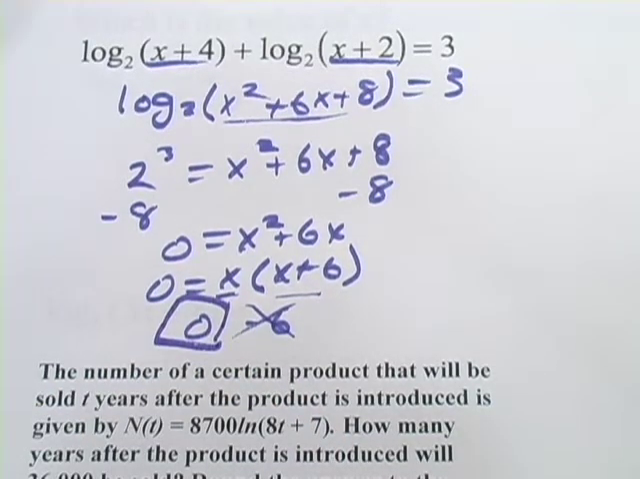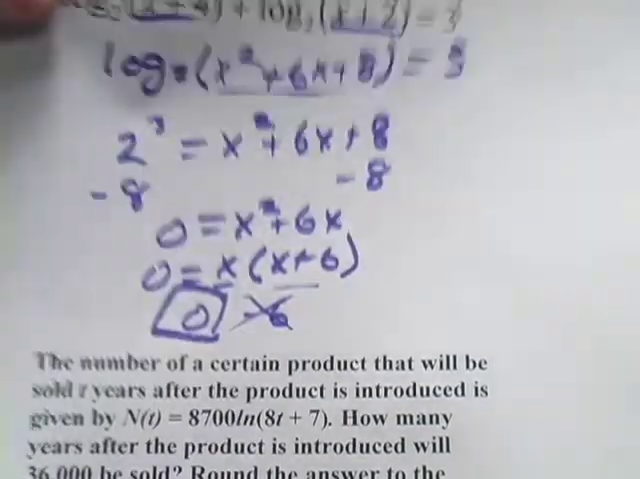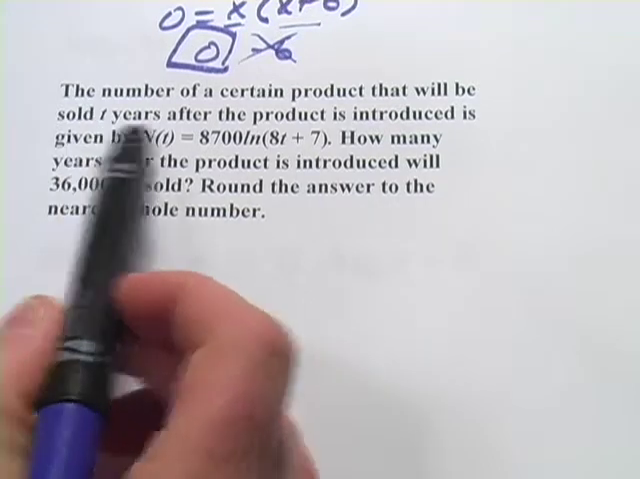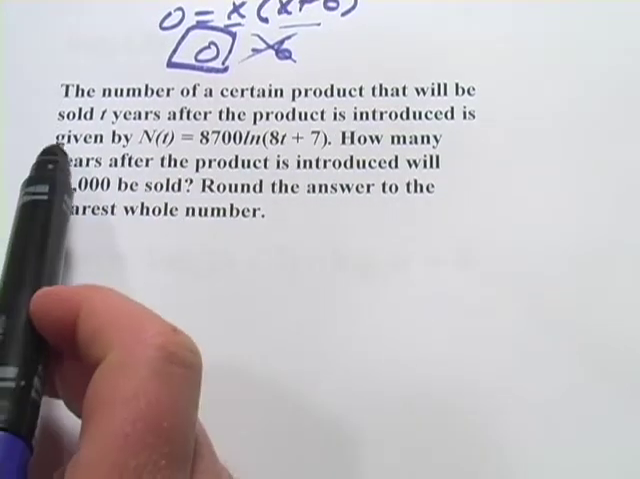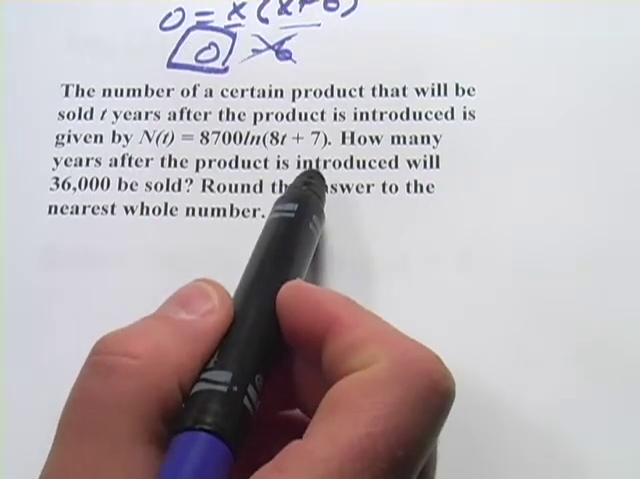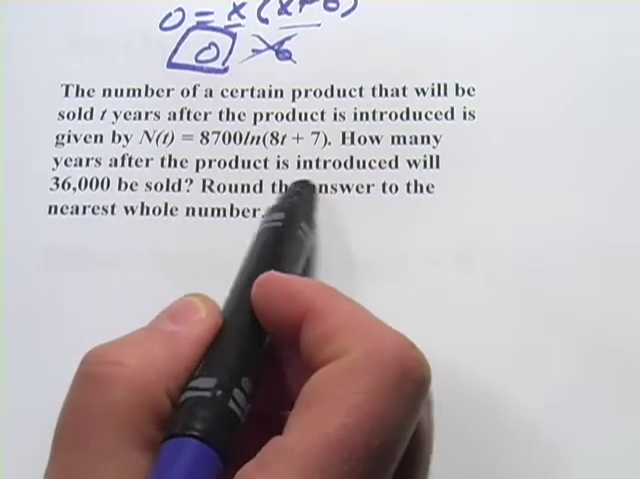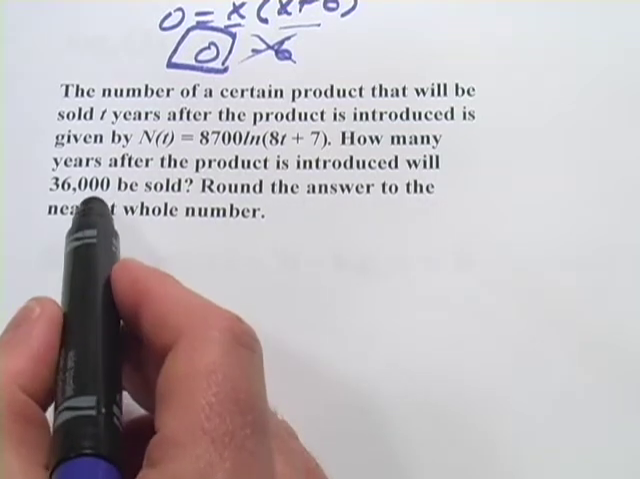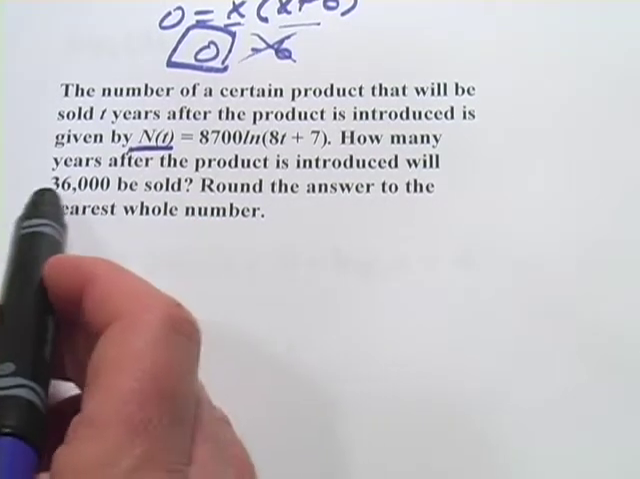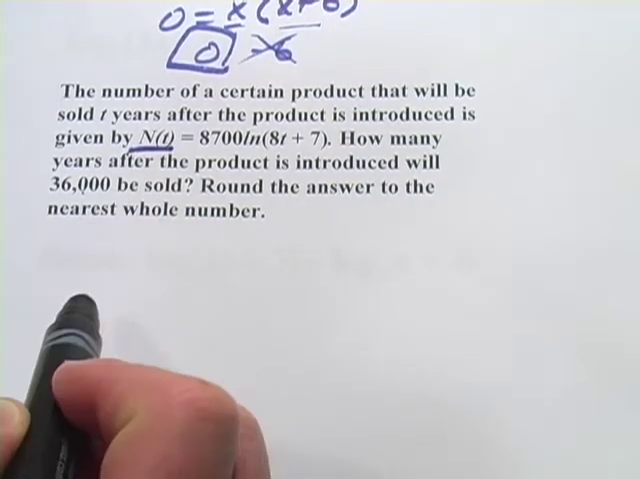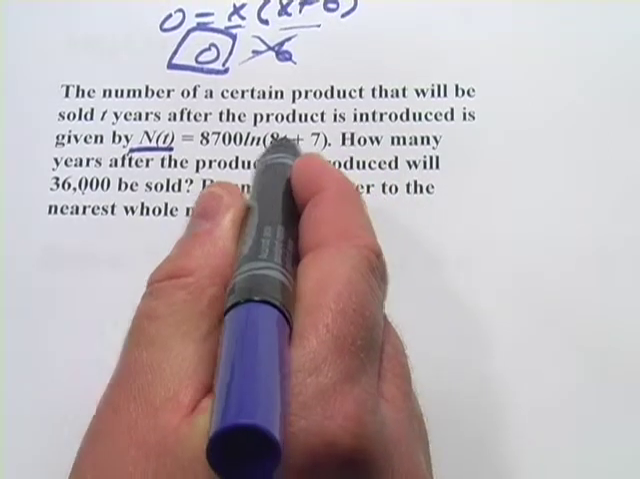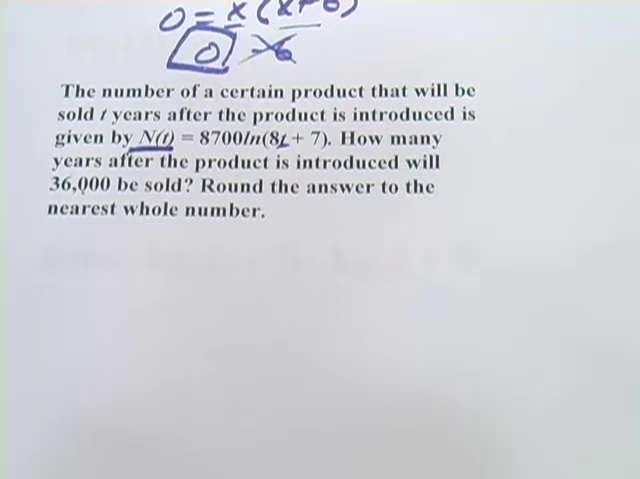All right, last one. We've got a word problem here. This one says the number of a certain product that will be sold t years after the product is introduced is given by this function. N of t equals 8700 times the natural log of 8t plus 7. How many years after the product is introduced will 36,000 be sold? So the function tells us how many will be sold. So this 36,000 is going to sub in for N of t. We're looking for how long, time, and that's the variable t, so we're going to try to solve for t there.